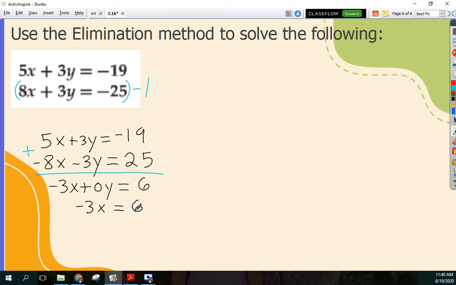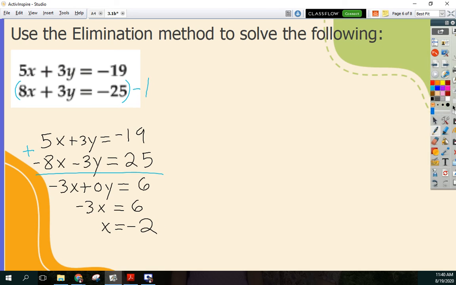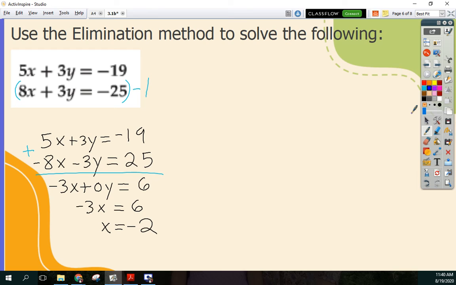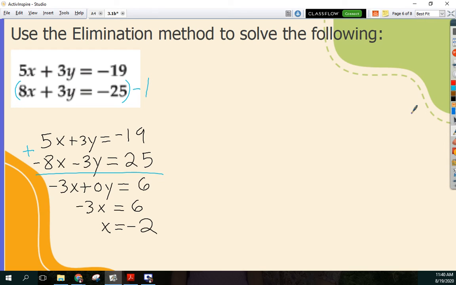Now we want to solve for that remaining variable, which in this case is x. And so we get that x equals negative 2. But we're not quite done. Remember that we do still need to back substitute in order to figure out what our y value is going to be. Now in this case, because we didn't solve either equation for a variable, it's not really going to matter which one we plug into. So I'm going to go ahead and plug into my first equation, but you would get the same thing by plugging into your second equation.